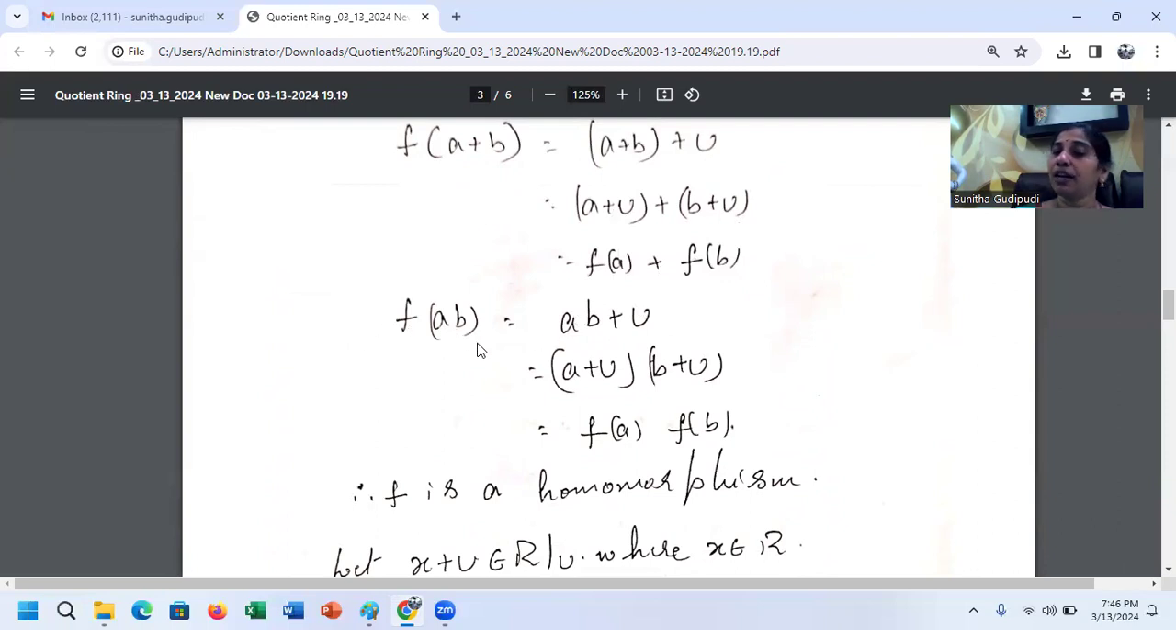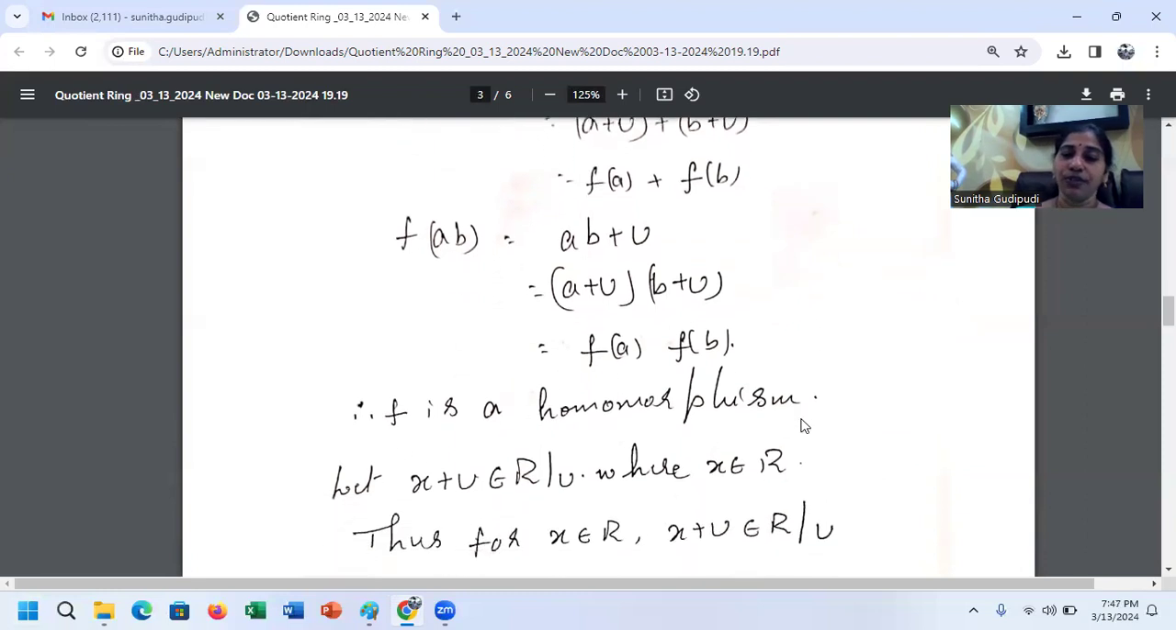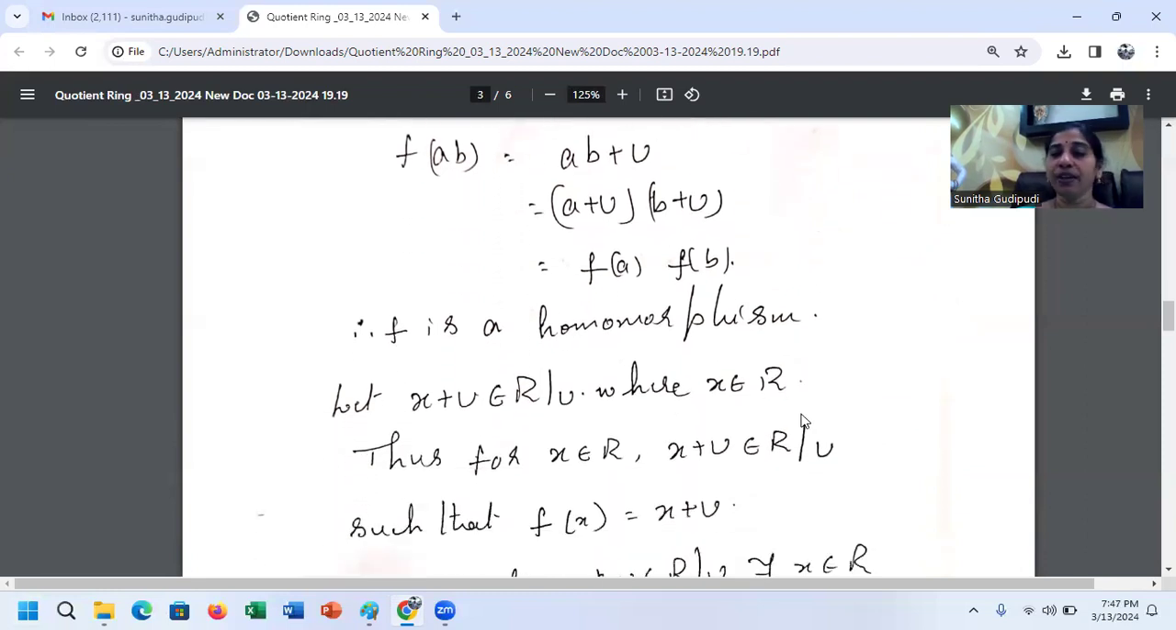By definition, it is (a+U)(b+U). But what is (a+U)(b+U)? This is nothing but ab+U, which is (a+U)(b+U), so which is nothing but f(a) into f(b). Hence f is a homomorphism, we can say.